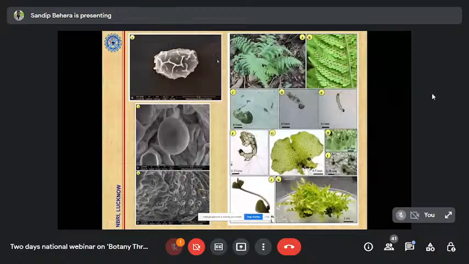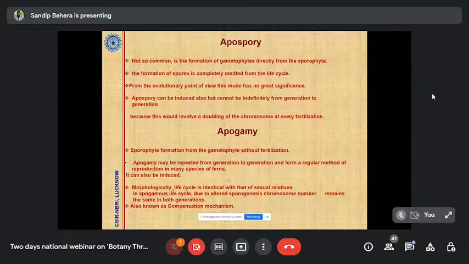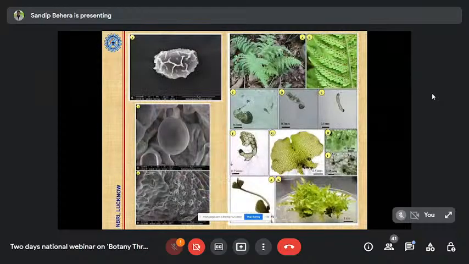Now, for example, I am showing one developmental example, Macrothelypteris torresiana. This is Macrothelypteris. This is the scanning electron microscope image of the spore. These are different types of architecture of the spore. So this is the whole plant. This is the pinnule of the plant.